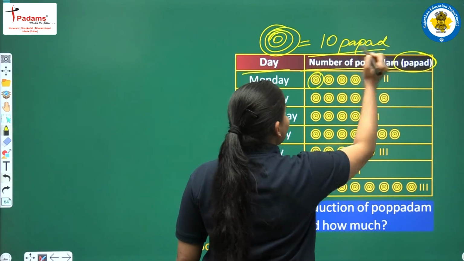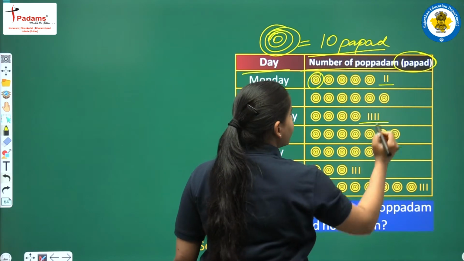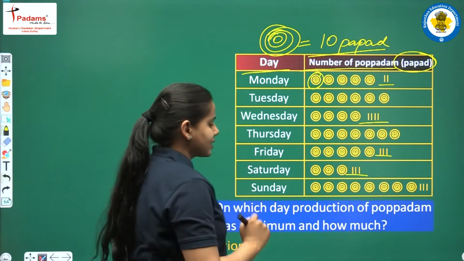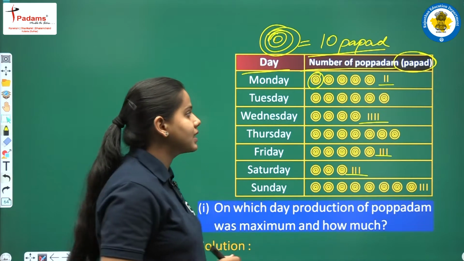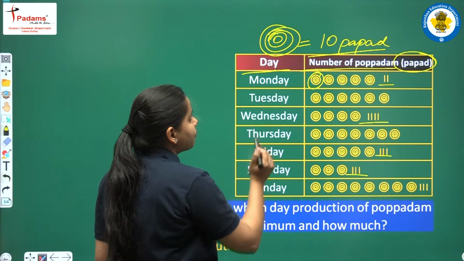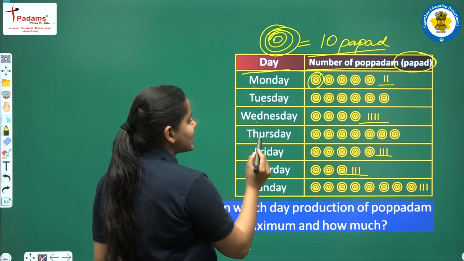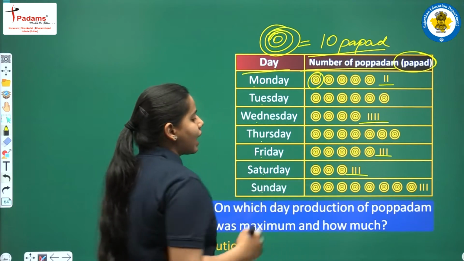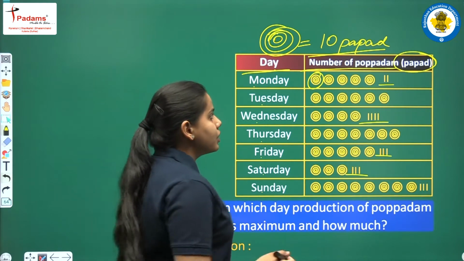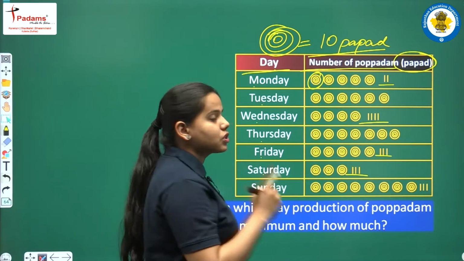And papad which are less than 10, which are shown here with the help of these tally marks. So we will understand this first, then we will answer the given questions here. Here we have number of days: Monday, Tuesday, Wednesday, Thursday, Friday, Saturday and Sunday. And here we have number of papads prepared. So this one picture is equals to 10 papad.